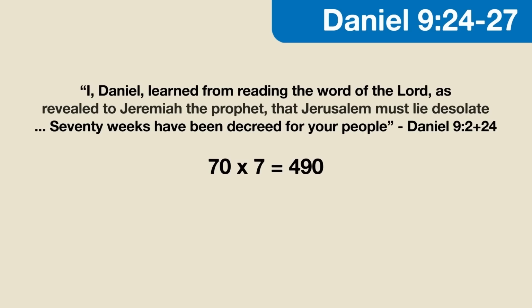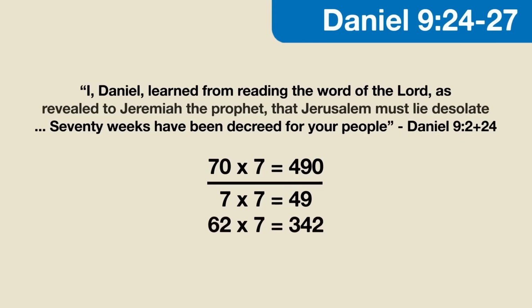But according to the next few verses, those 490 years would be divided into 3 parts. First, there's a period of 7 weeks. 7 times 7 equals 49. Then there's a period of 62 weeks. 62 times 7 equals 434. Finally, there's 1 remaining week, which equals 7 years. And according to the book of Daniel, something major was going to happen halfway through that last week. In other words, after 3.5 years.